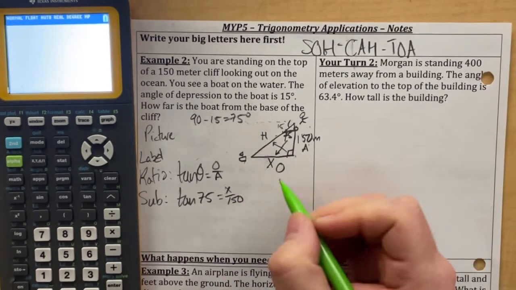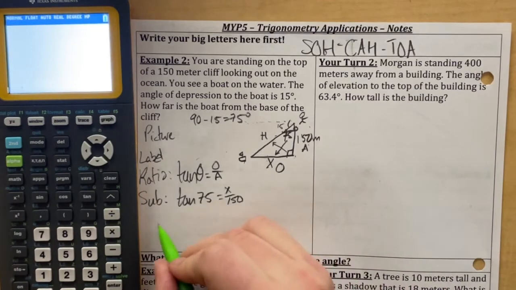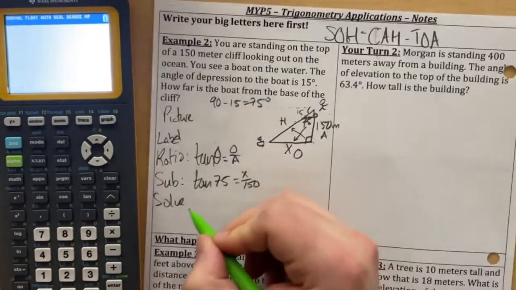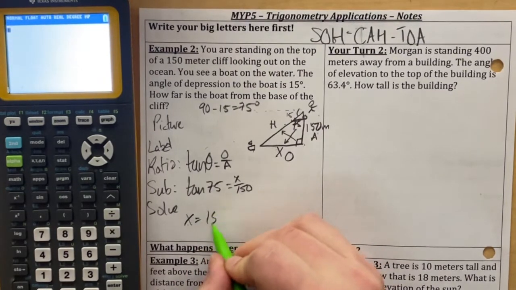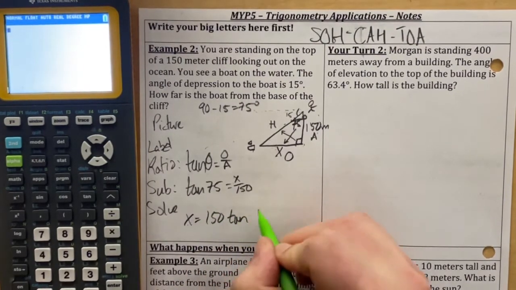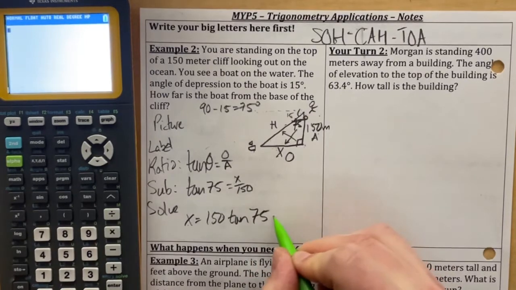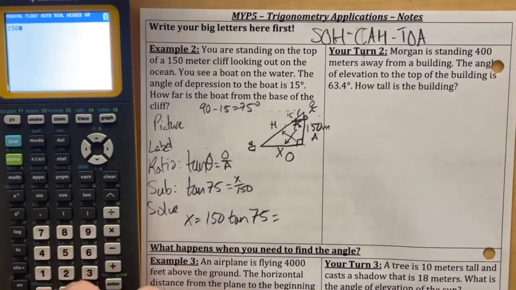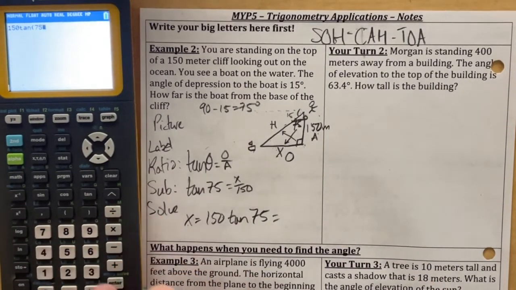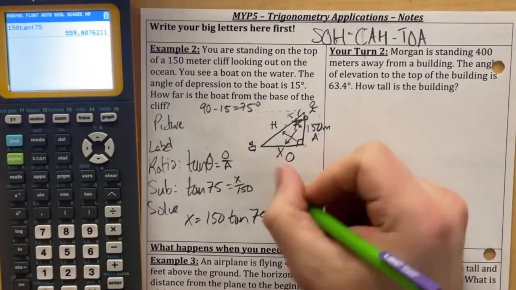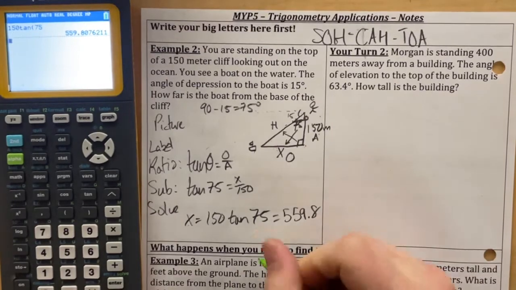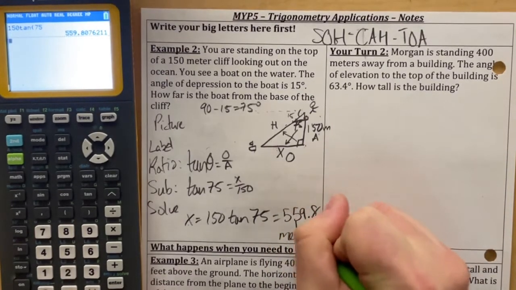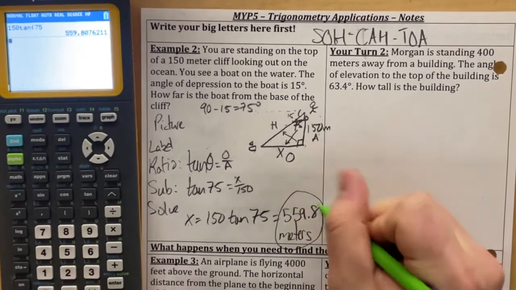Make sure you can get x by itself. So when I solve, I have x is equal to 150 times the tangent of 75, which is equal to, let's find out. I'm going to say 559.8, and I can say meters, since we're talking about that distance.